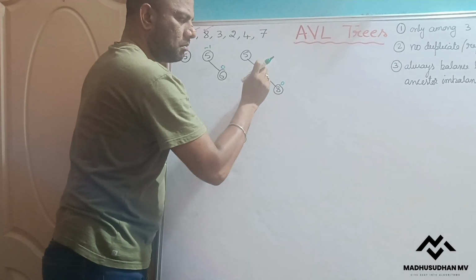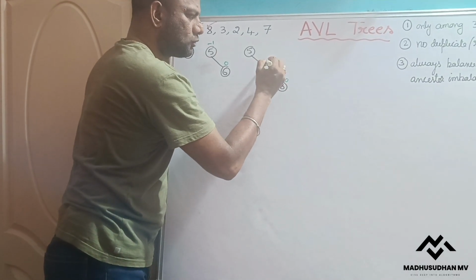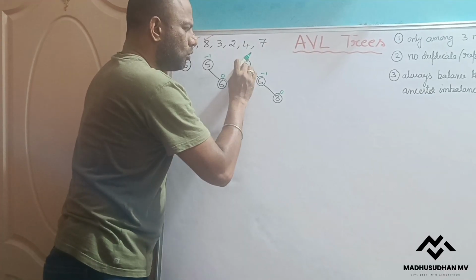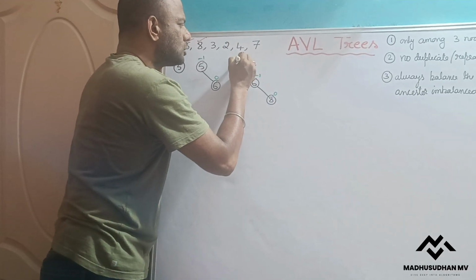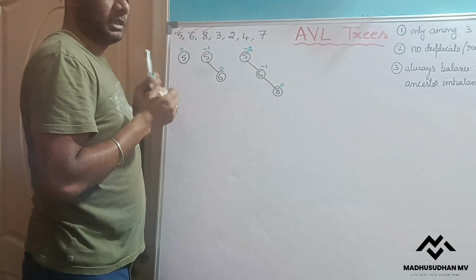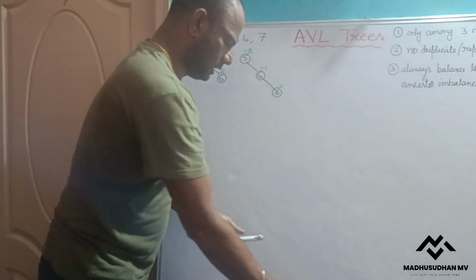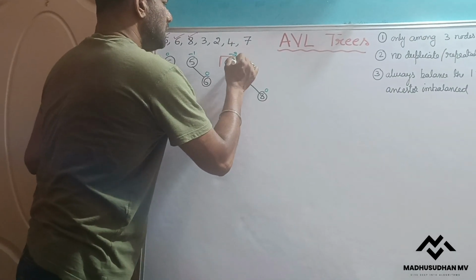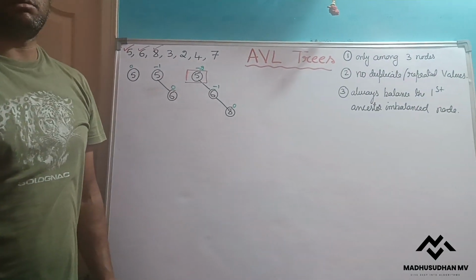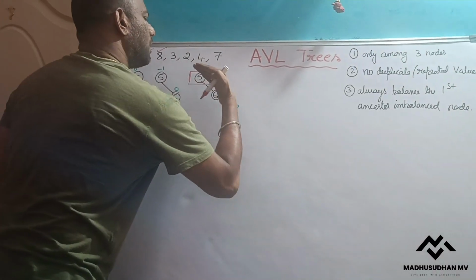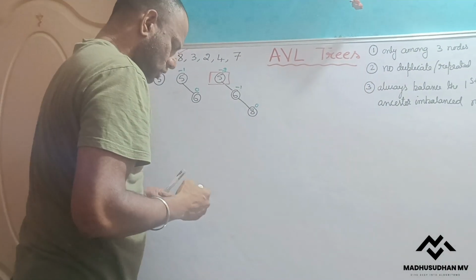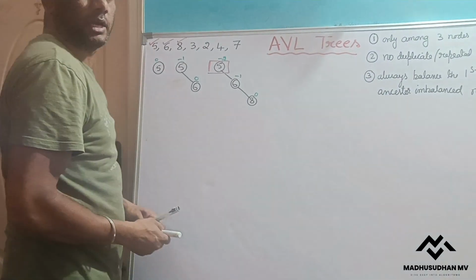Now 0 minus 1 edge. 0 minus 1, minus 1. 0, 1, 2 edges, 0 minus 2, minus 2. That means now this is my node which is imbalanced. Why? Because of left of left.